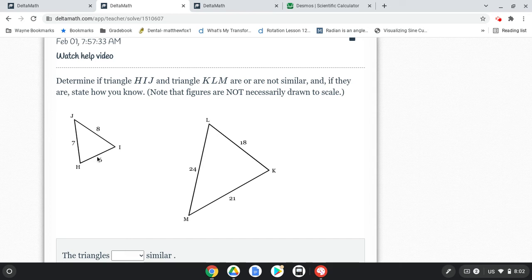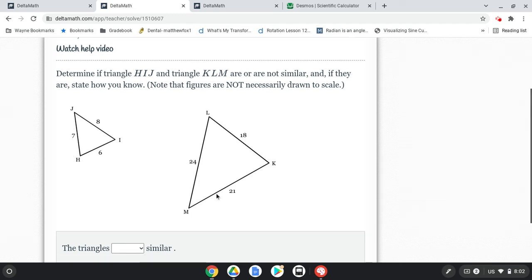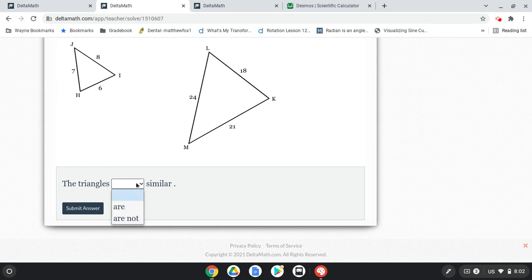Now we look. We have a 6, a 7, and an 8. 6 is the lowest. So when we come over here, 18, 21, 24, 18 is the lowest. Those would have to match up if it's similar. So to get from 6 to 18, we'd multiply by 3. So check the next one. 7 times 3 gives us 21. 8 times 3 is 24. So yes, they are similar.